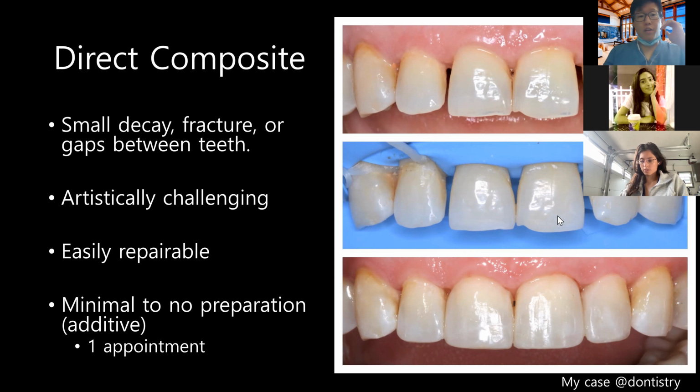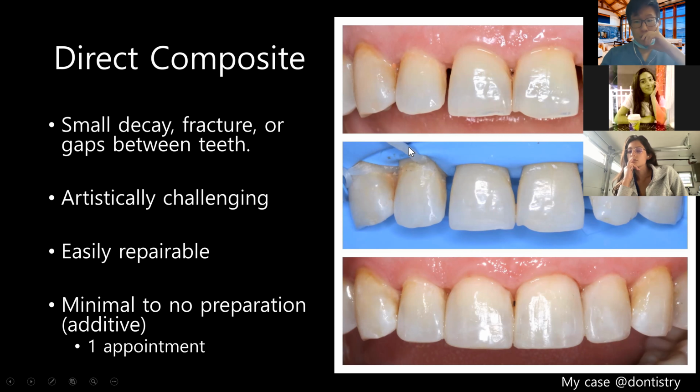So it's indicated for small chips or gaps between teeth, but it is artistically challenging because it requires your artistic skill to make it look natural. Whereas a ceramic veneer, you send it to the lab, so the lab tech is gonna make it look beautiful, not you, right? Another advantage of composite is that because it's additive, if it breaks a little bit, you can immediately add a little more back on. Whereas a ceramic veneer, if it breaks a little bit, you got to replace the whole thing. Okay, so it's a lot more repairable if you use composite.